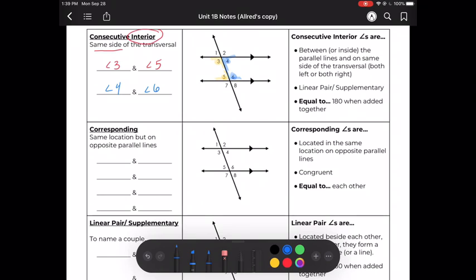And so here's what we know about them from this far right-hand box. Consecutive interior angles are between or inside the parallel lines and on the same side of the transversal. They're either both on the left or both on the right. And they will be in the same category as linear pairs in that they are supplementary, which means they equal 180 when added together. Okay?